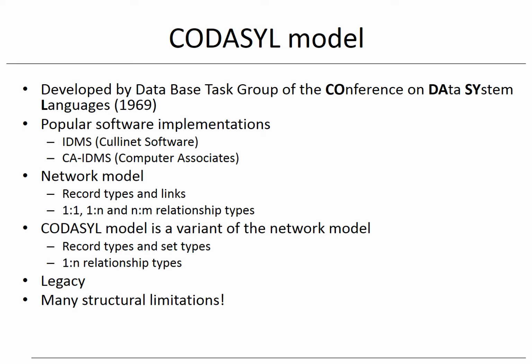It is an implementation of the network model, which originally includes record types and links and allowed to model one-to-one, one-to-n, and n-to-m relationship types. However, the CODASYL model only includes record types, set types, and one-to-n relationship types. Although this may sound quite familiar to the hierarchical model at first sight, there are some clear differences as we will illustrate. Note that also the CODASYL model is considered to be legacy and has lots of structural limitations.